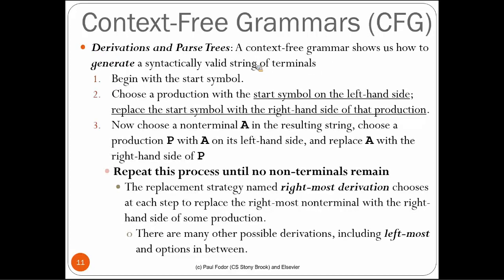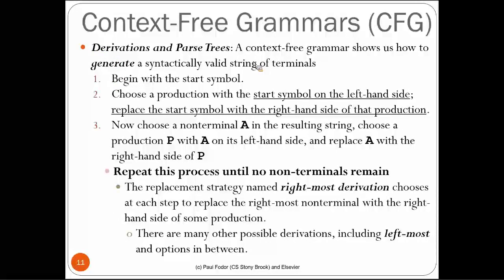Before we actually do parsing, let's learn the terms that we are going to use for parsing, and also how we actually build these terms. So a context-free grammar shows how to generate a syntactically valid string of terminals that is represented by that grammar. So we start with the start symbol. Let's assume that some S is the start symbol. We can choose a production rule with that start symbol on the left-hand side, and we can replace that start symbol with the right-hand side of that production.